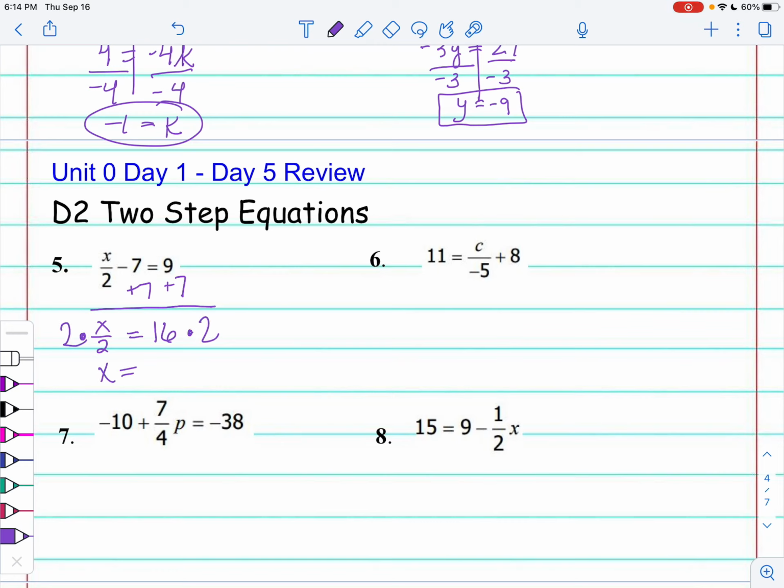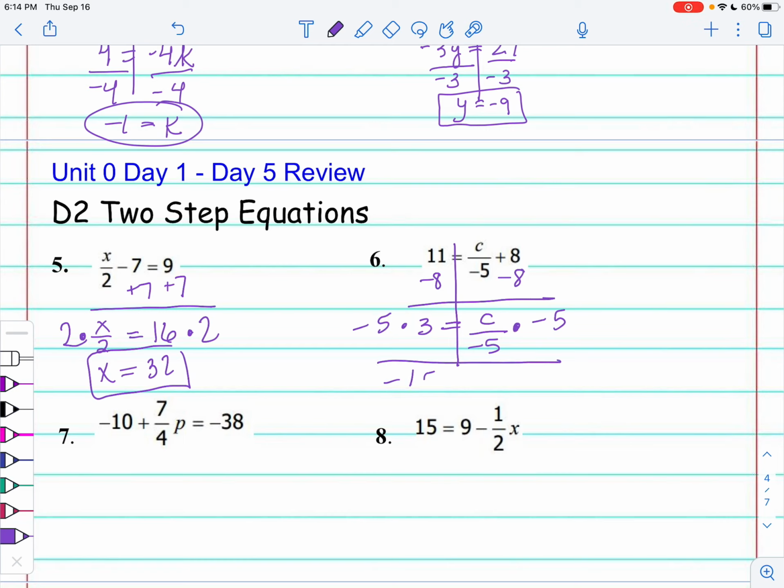So x equals 32. All right, for number 6, PEMDAS backwards, I'm going to get rid of this 8 first, minus 8. And then to undo divide, or get rid of that denominator, we need to multiply. Okay, and 5 times negative 3 is -15.